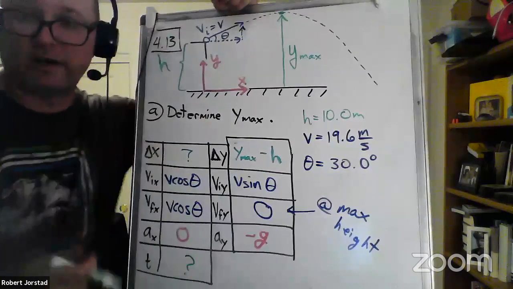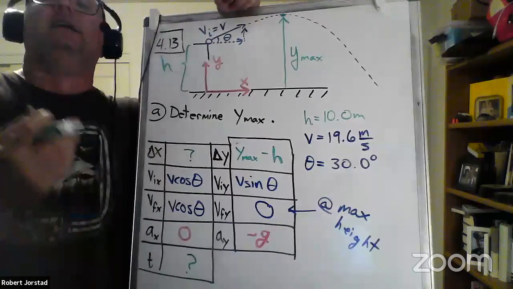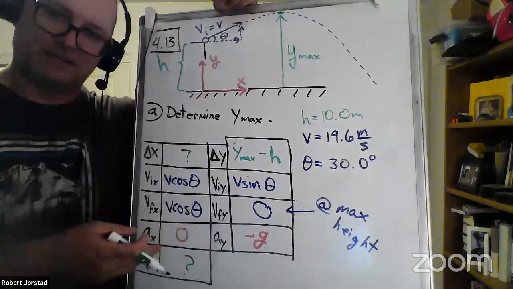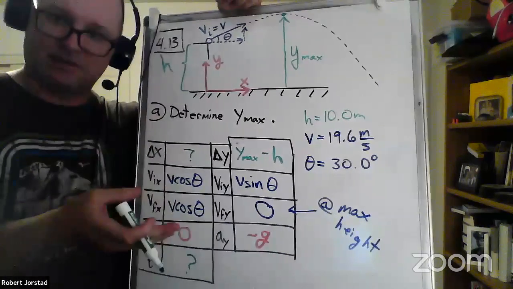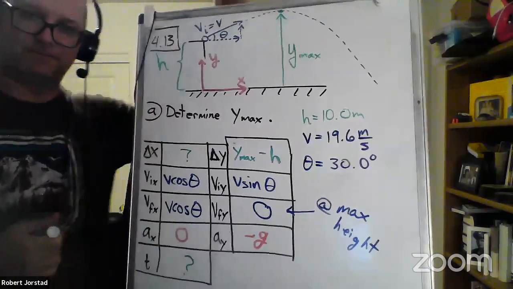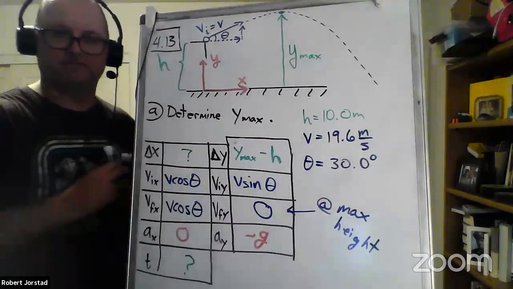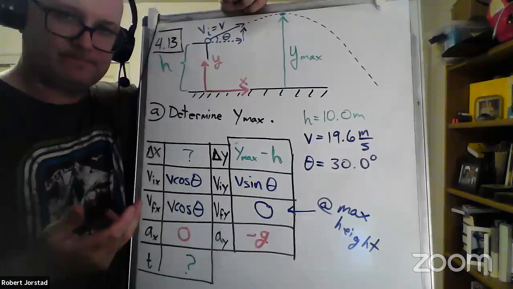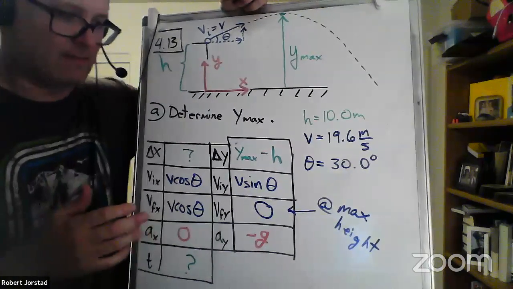At this point, what do you do next? Write some equations, plug in the zeros, solve for something, reread the question, check the units, on to the next one. Any questions about that? I hope that's kind of making some sense.